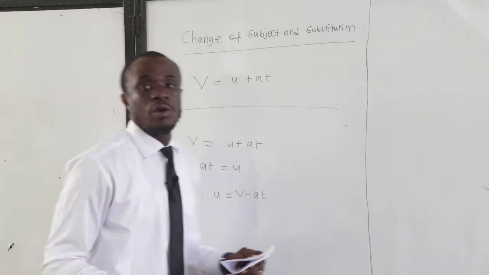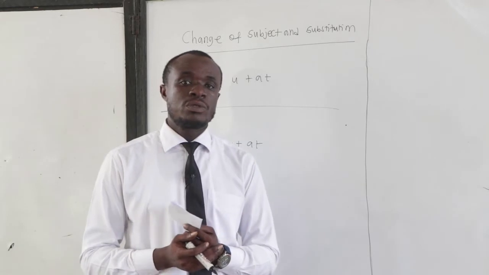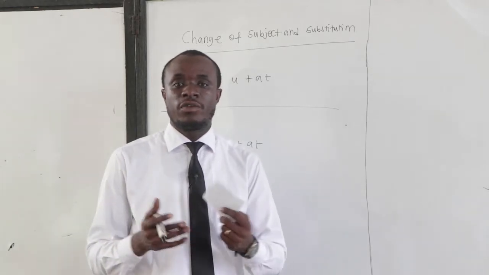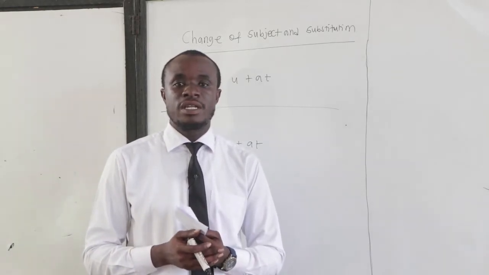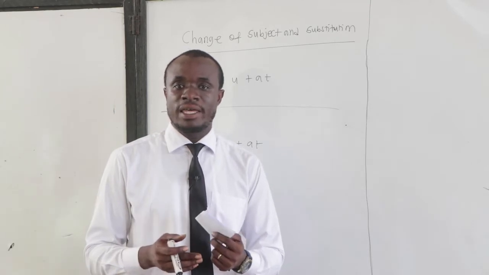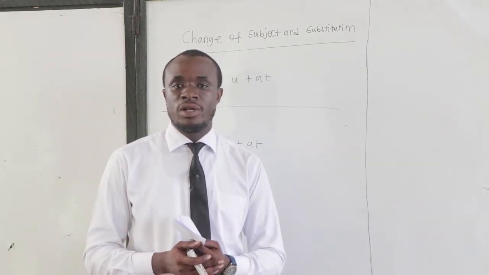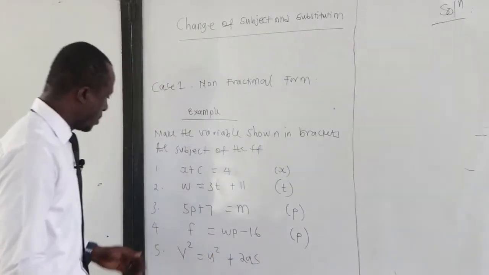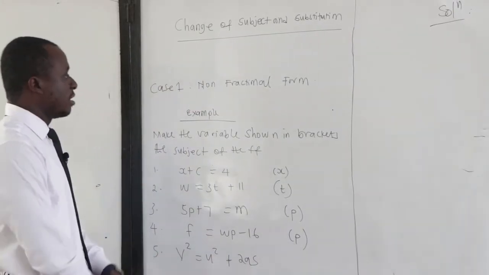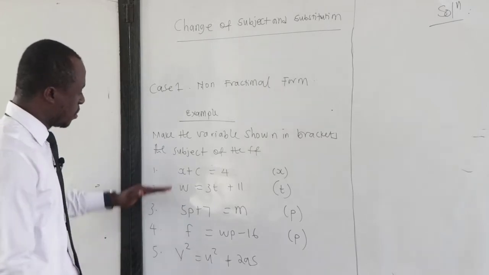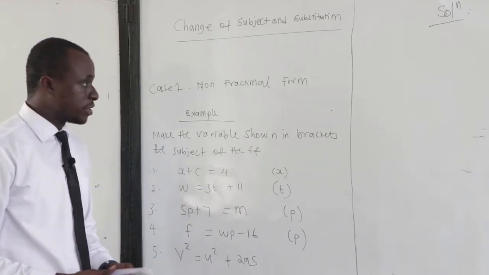We have a whole lot of cases that we are supposed to consider. We have about 4 different cases. Now, let's consider case 1, whereby it is non-fractional form. So here we consider that there's no fraction in it.